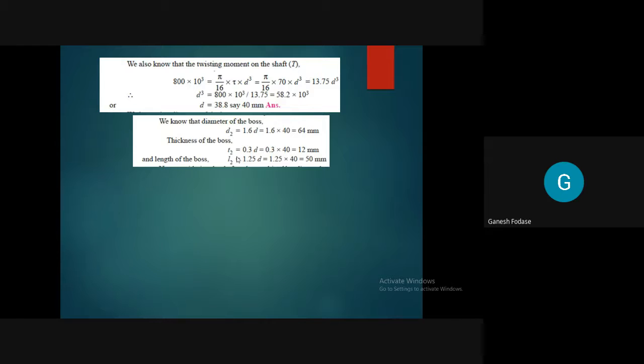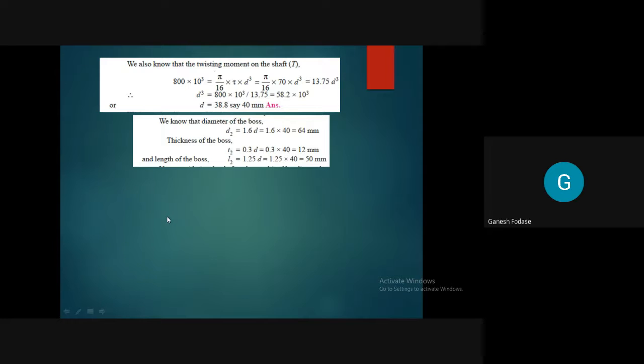This is your second step. First step: complete the diameter of the shaft. Second step: dimensions of the boss, that is D2, T2, and L2. So the dimensions are the same. All of you got this? Okay, completed, so we'll proceed to the next.